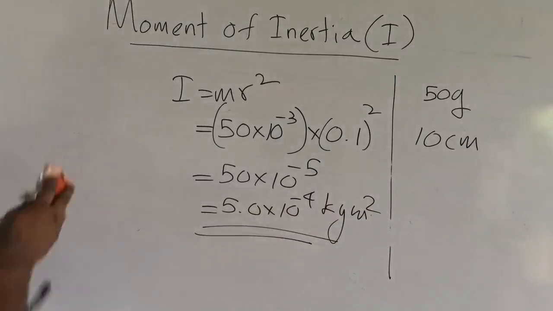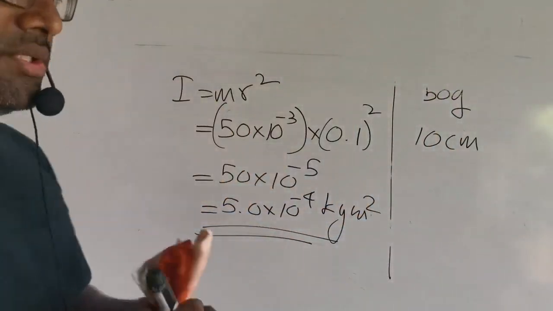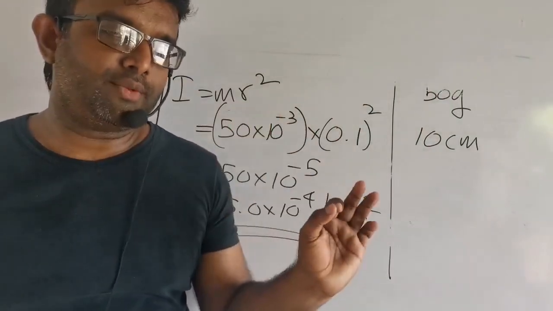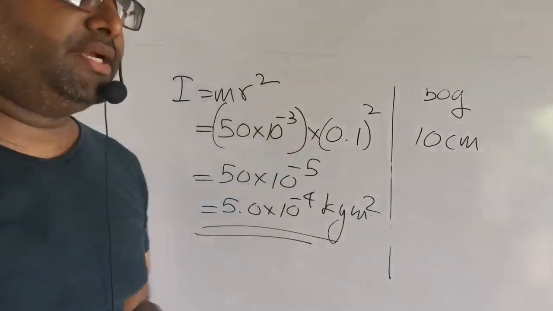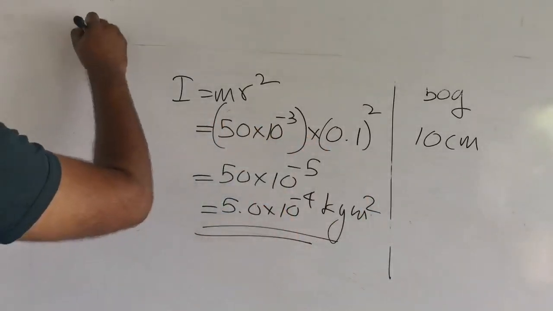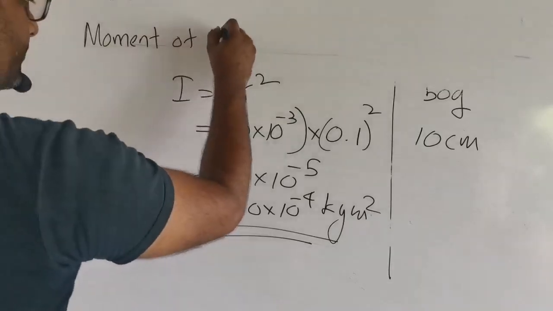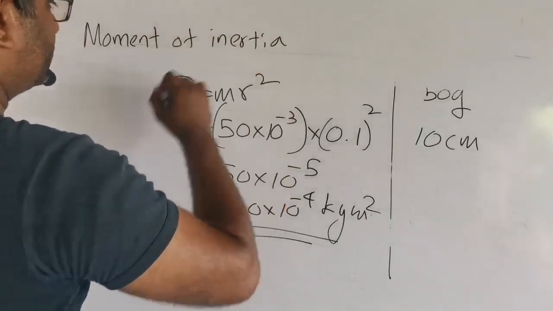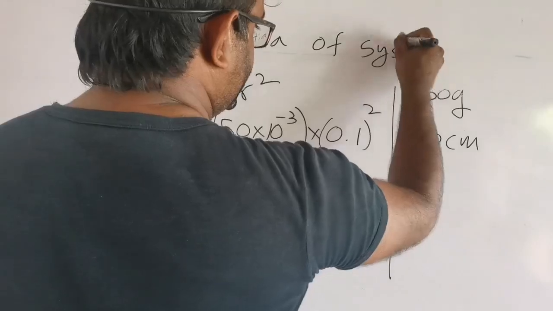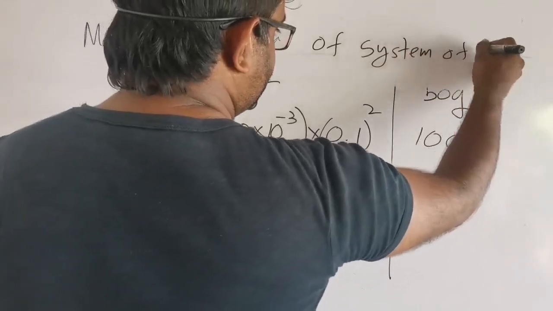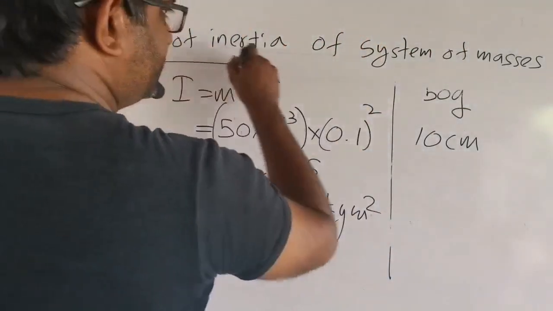Then we write down the next subheading. Now we have discussed the moment of inertia about a single mass. Then we discuss a system of masses. Okay, write down the subheading: moment of inertia of a system of masses.